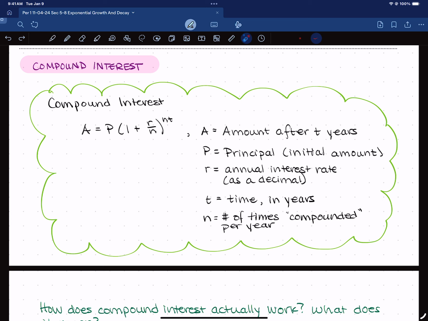Now we're going to talk about compound interest. This is kind of cool. So here's the formula for compound interest. You've probably seen it before.